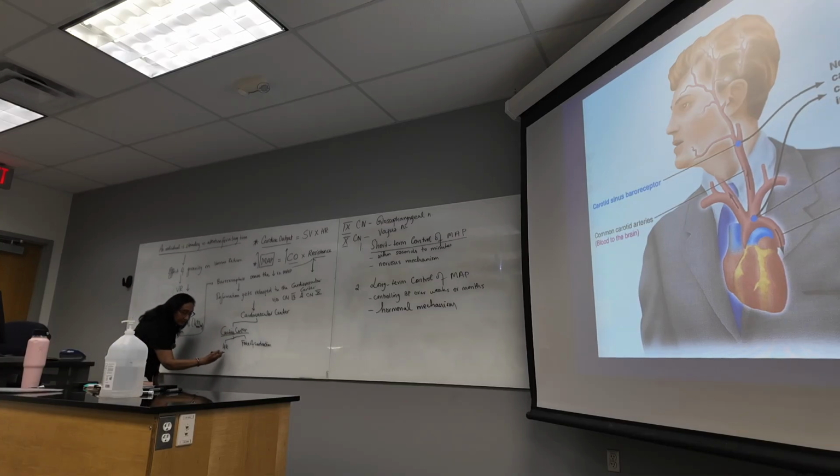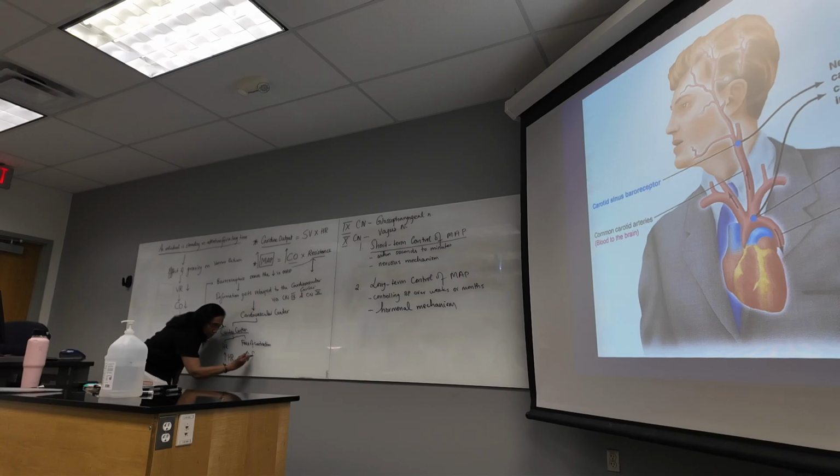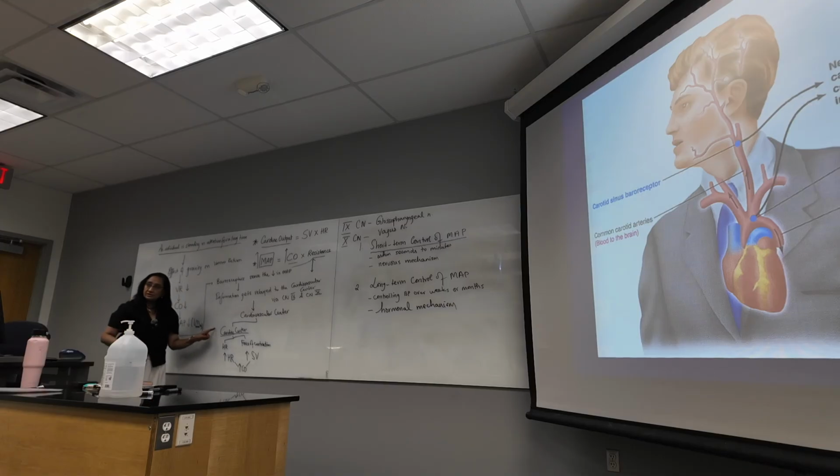Cardiac center will increase the heart rate, and it will increase the force of contraction, which will then increase the stroke volume. So once heart rate and stroke volume increase, what will happen to cardiac output? Will increase. How can this be brought about? Which nerves are going to increase heart rate and increase stroke volume? Which nervous system does this? Sympathetic. Sympathetic is the one that is going to increase heart rate and stroke volume.